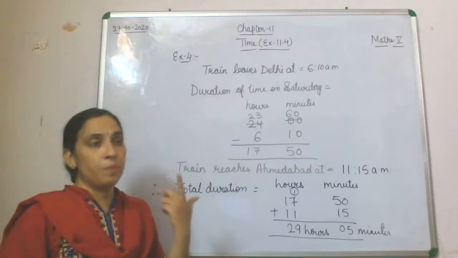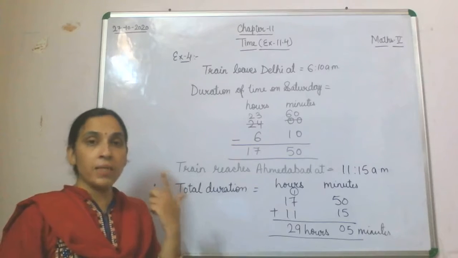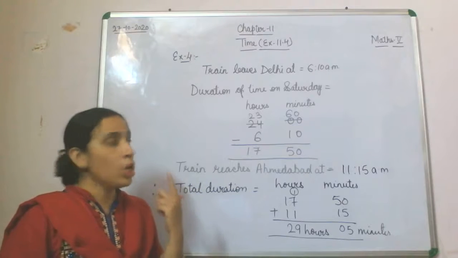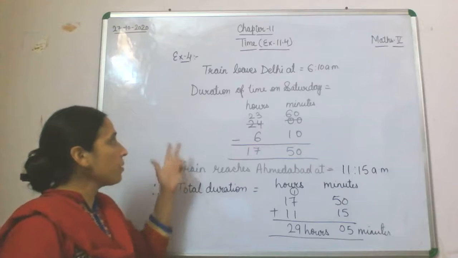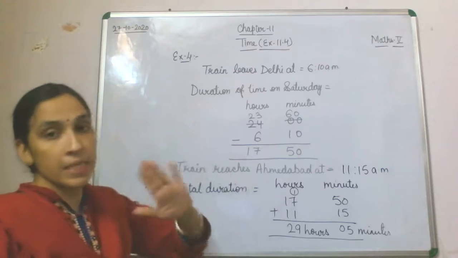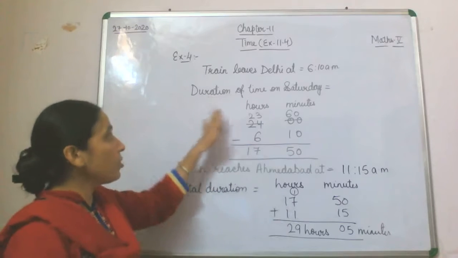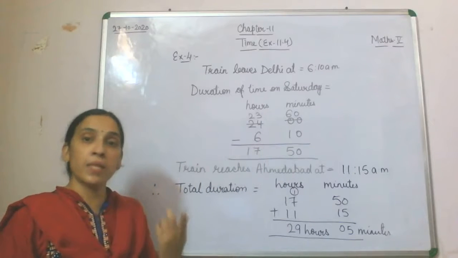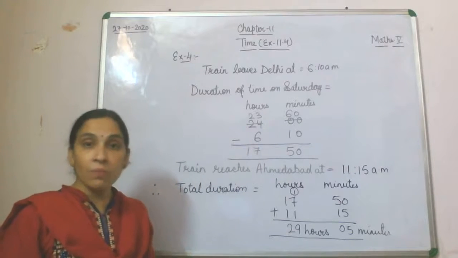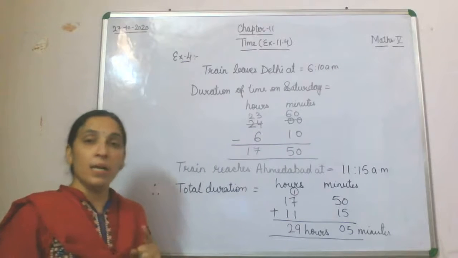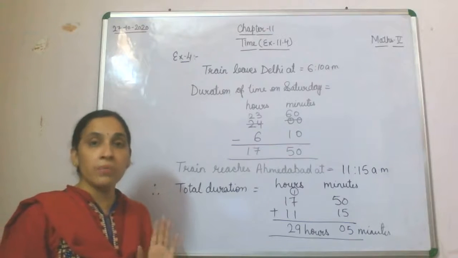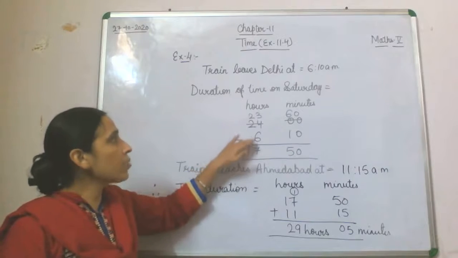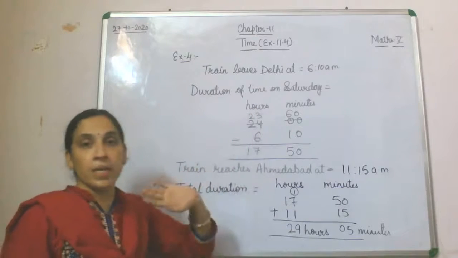Number of days, that we are going to find out separately. So here the train leaves Delhi at 6:10 a.m. Now the duration of time on Saturday means what is the time taken on Saturday, that we will find out. Means in one day we all are aware that we have 24 hours. So out of 24 hours we are going to separate this 6 hours 10 minutes.